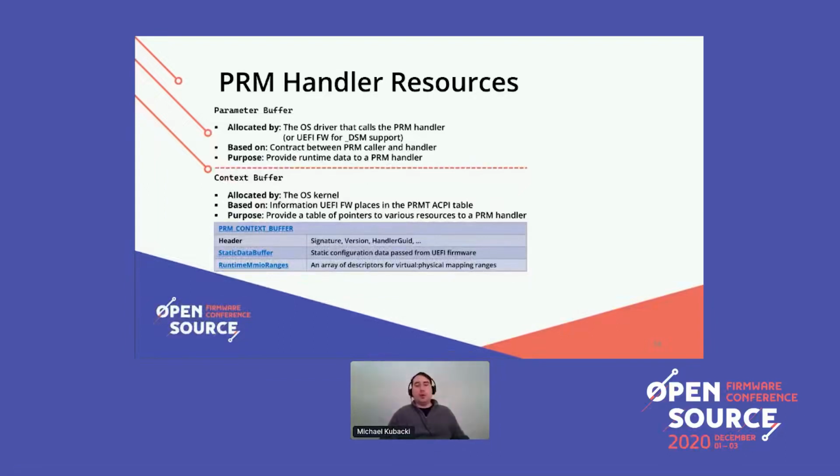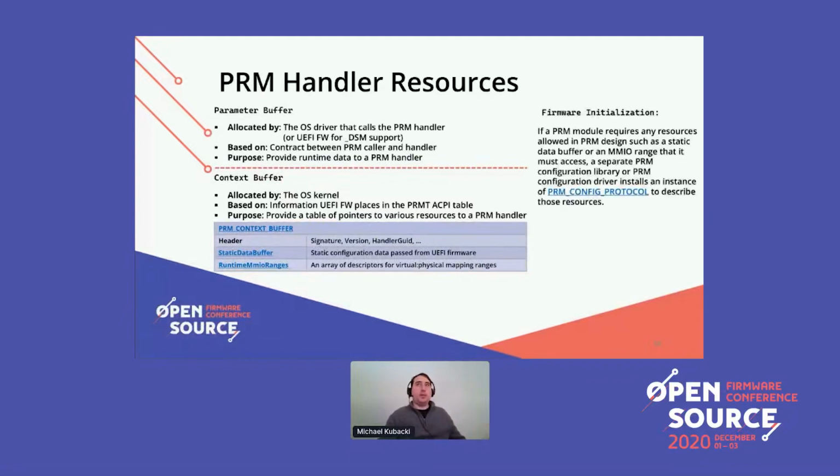The general theme is that all the pointers in the ACPI table are physical, provided by the firmware, and the pointers that are produced in the context buffer from the ACPI table are virtual. The runtime MMIO ranges is an array of descriptors for MMIO ranges that might need to be accessed by a given module, and it contains the physical to virtual mappings. So if a module might need one of its handlers to access an MMIO range, in the firmware boot time it would declare that MMIO range inside this array of MMIO range descriptors.